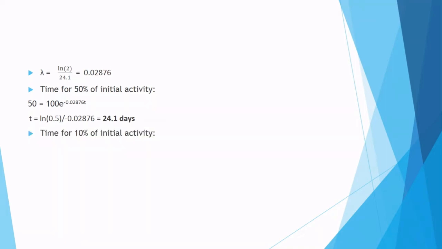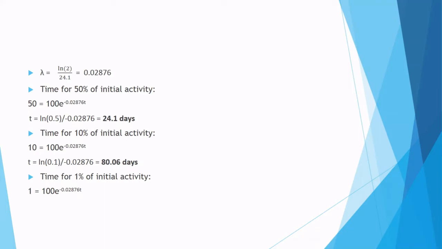Now we are going to repeat these calculations for 10% of the initial activity and 1% of the initial activity. The steps taken are the exact same. After performing all the calculations, we see that 80.06 days must pass for the activity to drop to 10% of the initial value, and 160.124 days have to pass for the activity to drop to 1% of the initial value.